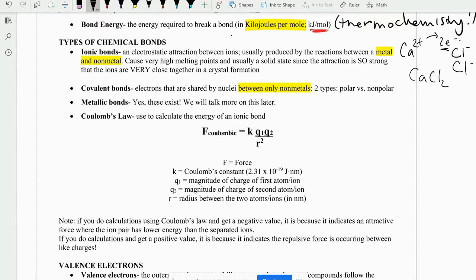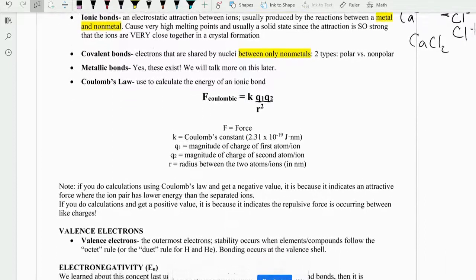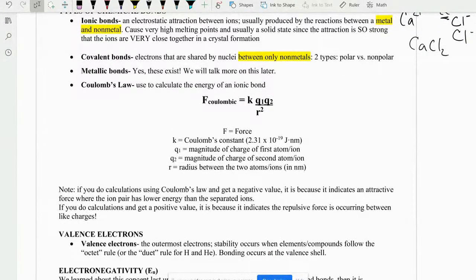That's because the force of attraction between them is so strong. Also, their structure is very close together, and on a molecular level, they form crystals, which we'll talk about soon. The other type of bond you're going to learn about is covalent bonds, and these are always between nonmetals.